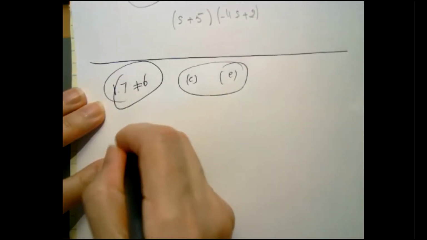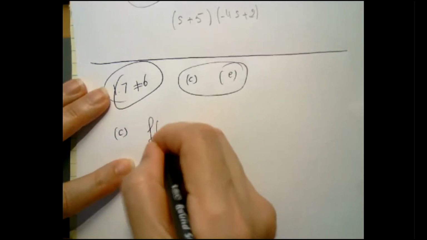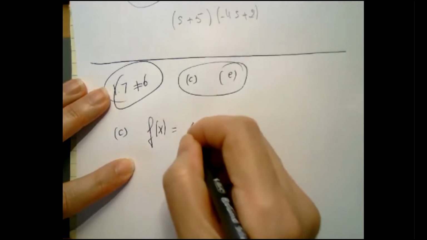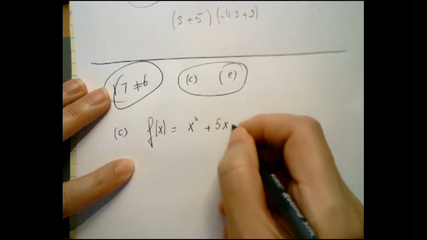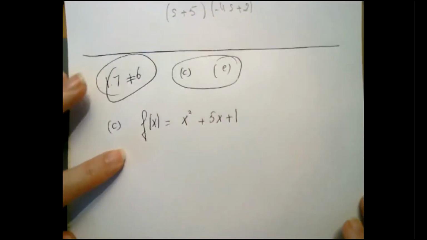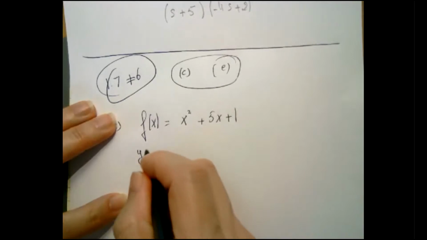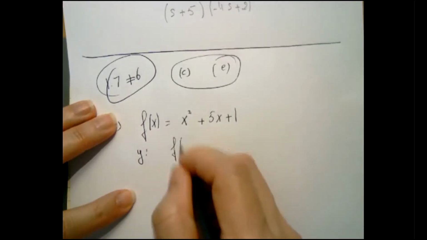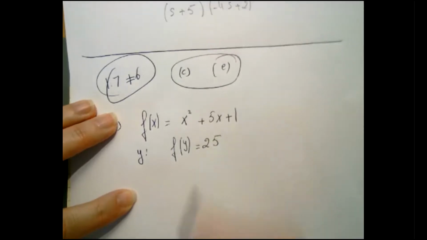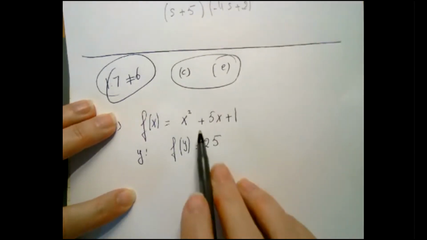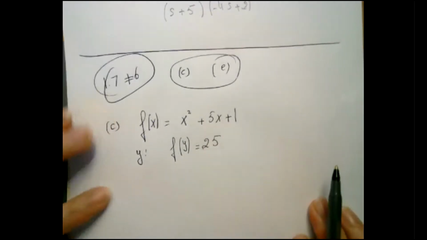So C is the following. We have the function f of x equal, and I've done something like that, that's why I assigned them, y squared plus 5y plus 1. So you have this function. And the question is, find all the values, for some reason I call them y, such that f of y is equal to 25. So basically here they are giving you the output and they are asking you for the input that gives an output of 25.